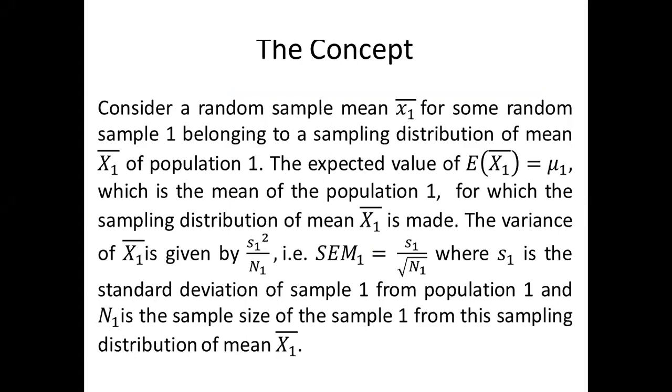The concept: consider a random sample mean x1 bar, indicated by small case x1 bar, for some random sample 1 belonging to a sampling distribution of mean capital X1 bar of population 1. That is, we have some population 1. We took a sampling distribution of mean of it, and from the sampling distribution of mean, we took a random sample x1 and got its mean as x1 bar. Simple thing. The expected value of this sampling distribution of the mean would definitely be the population mean of population 1, from which the sampling distribution of mean belongs.